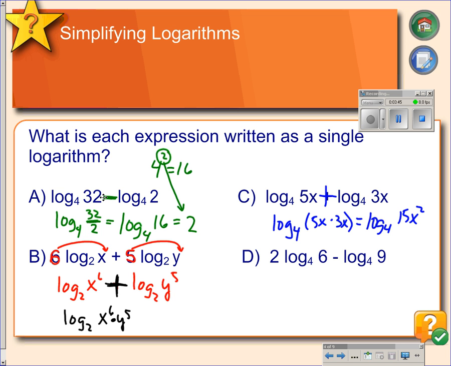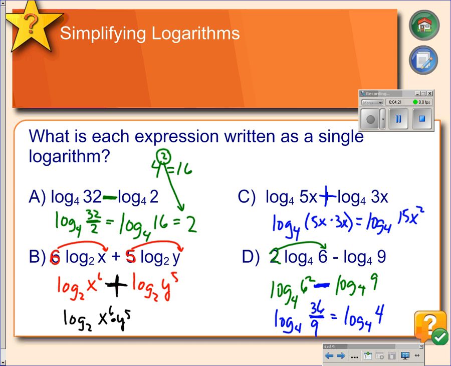In example D, we have again a coefficient. So we're going to move the 2 back here and make it an exponent. So that gives us log base 4 of 6 squared minus log base 4 of 9. So we can take this subtraction here and turn it into a division. So condensing the 2 logs into one, we have 6 squared, which is 36. Subtraction tells us to divide by 9. So we have log base 4 of 4. And we know that log base 4 of 4 is 1, because 4 to the first power equals 4, and the exponent is the answer to the log.